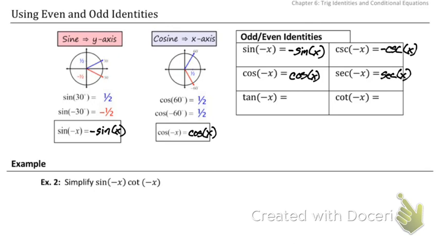Sine and tangent share that same fact, that you pull out the negative sign. So tangent of negative x would be negative tangent x, and cotangent of negative x would be negative cotangent x. So cosine and secant are the only ones you can change to positive. For all the rest, you have to pull the negative sign out front to rewrite it.